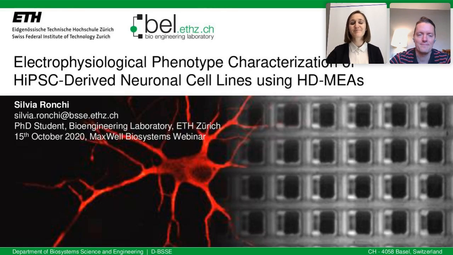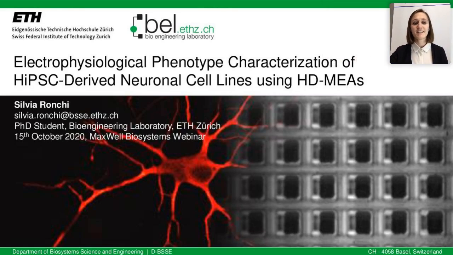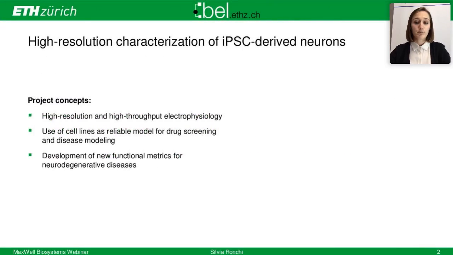Welcome to my presentation. My name is Silvia Ronchi. I'm a PhD student in the bioengineering laboratory of ETH Zürich, and today the title of my presentation will be the electrophysiological phenotype characterization of human induced pluripotent stem cell derived neuronal cell lines using high-density microelectrode-arrays. The reason why this project started was to offer tools for high-resolution and high-throughput electrophysiology. To do so, we wanted to use some cell lines that could be a reliable model both for drug screening and disease modeling. Moreover, we wanted to study the development of new functional metrics for neurodegenerative diseases.